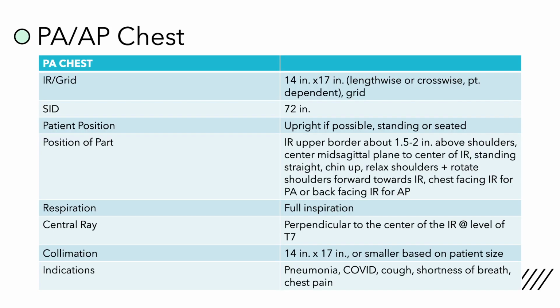Indications for a P to A or A to P chest: maybe the patient is suspected to have pneumonia, COVID, they have a cough that just won't go away, shortness of breath, or chest pain. So they'll ask for a P to A or A to P chest based on that.